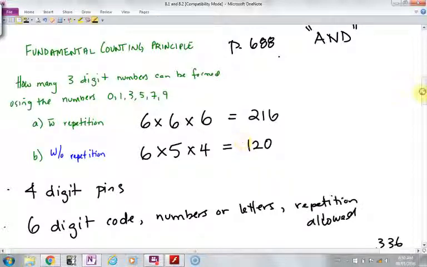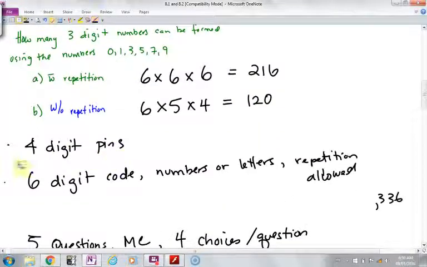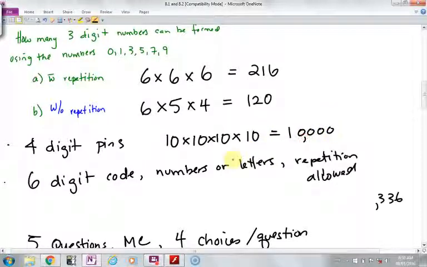So how many possible 4-digit PINs are there? If you're going to make a 4-digit PIN for your bank card, how many possibilities are there? 10,000. How'd you get that? 10 times 10 times 10, times 10 again, right? So you've got 10,000 possibilities, which isn't a lot.